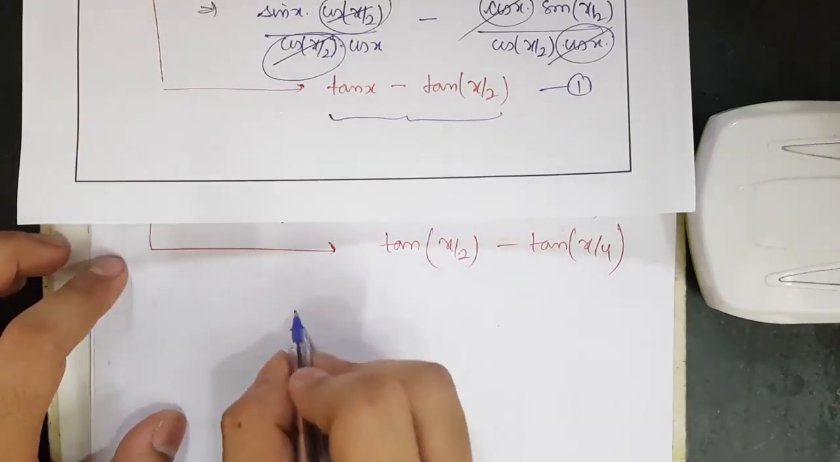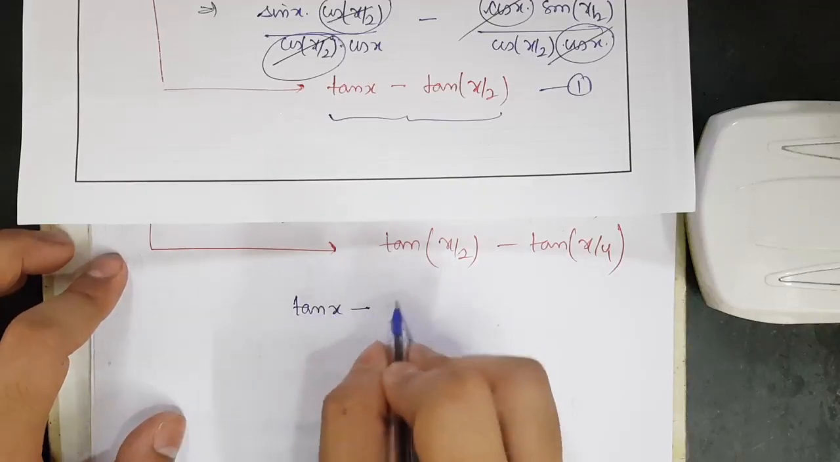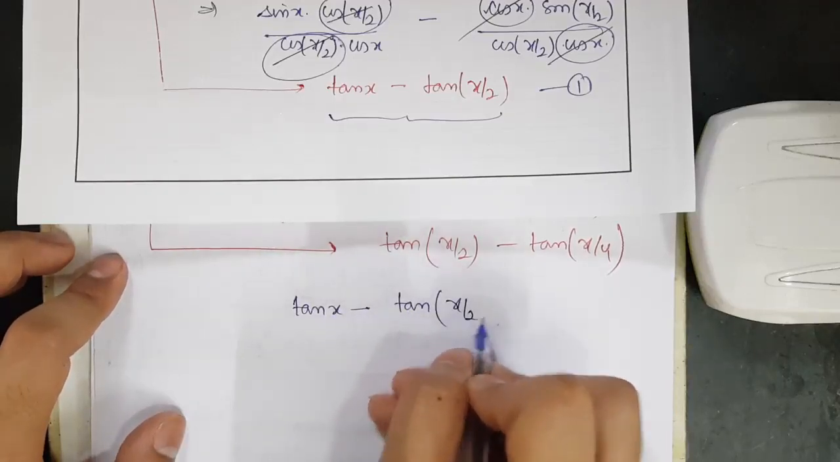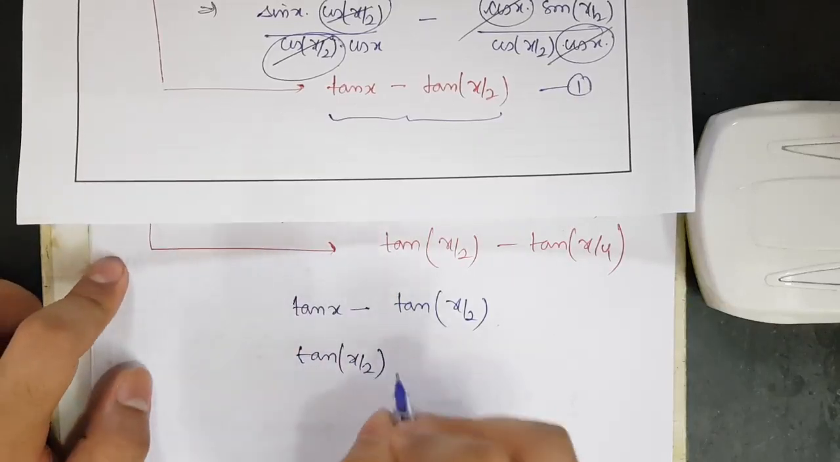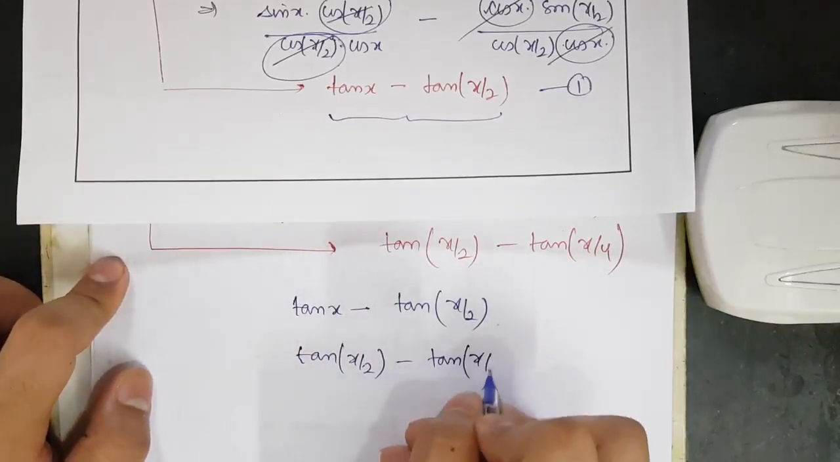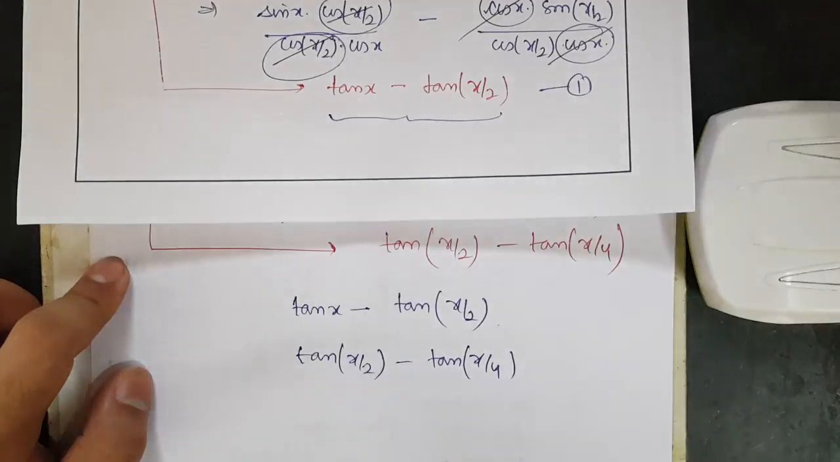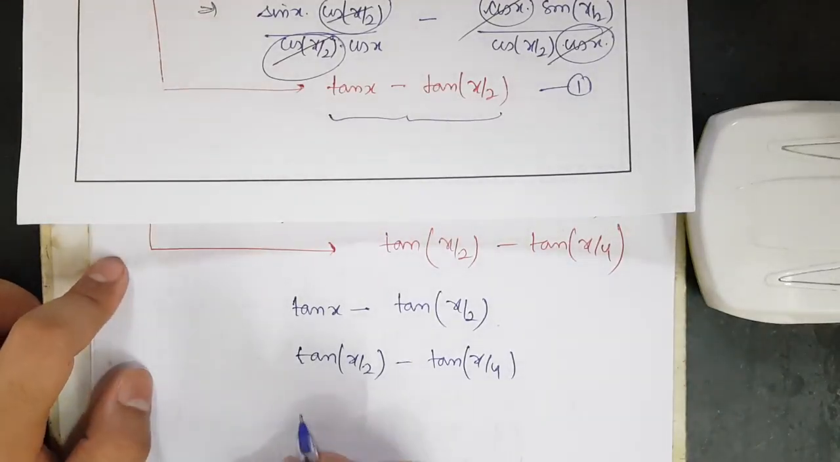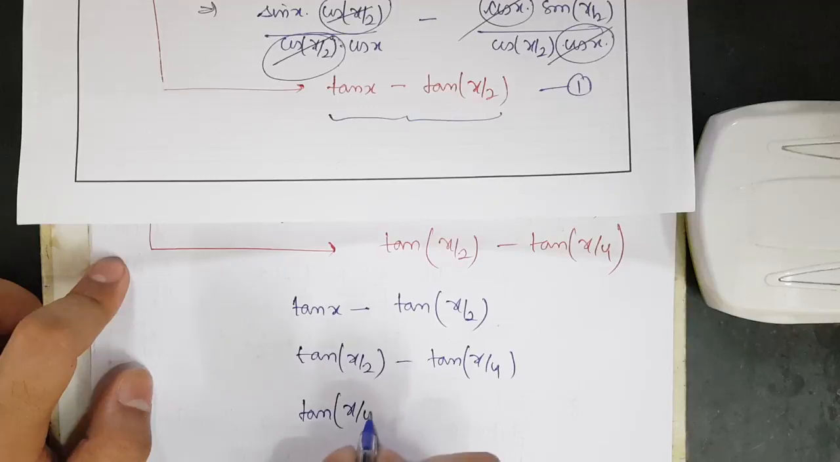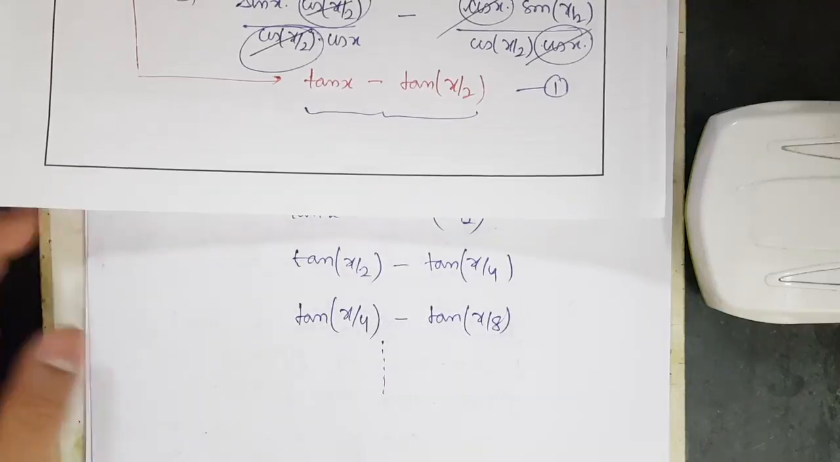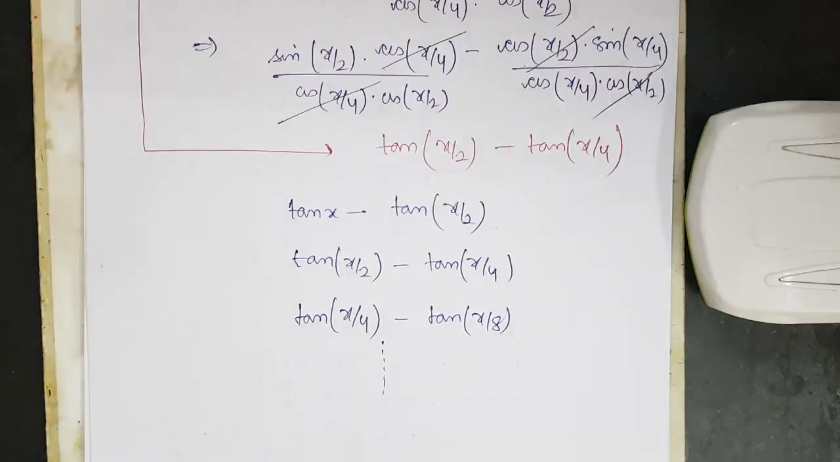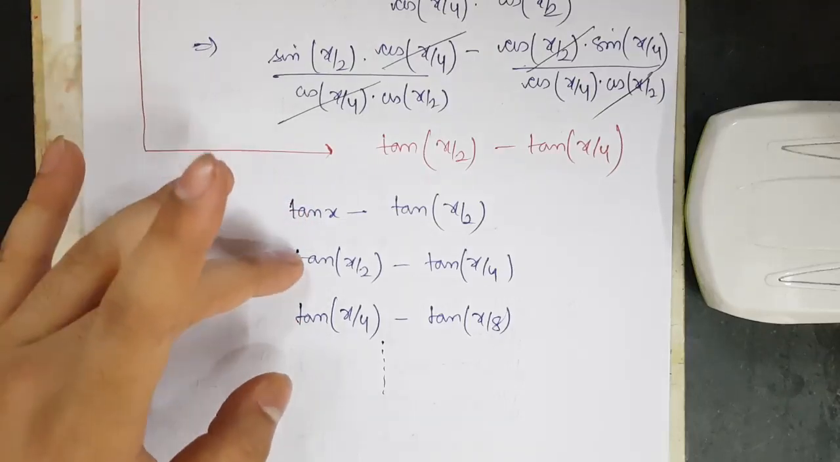So to write it generally, the first term will be resolved into tan x minus tan x by 2. The second term will be resolved into tan x by 2 minus tan x by 4. Similarly, you can guess what the third term will be resolved into. The third term will be resolved into tan x by 4 minus tan x by 8. I hope the point is clear. Now similarly, we move on to the last term, that is the nth term that we are taking into consideration. So what can the nth term be resolved into? You can see the pattern here.